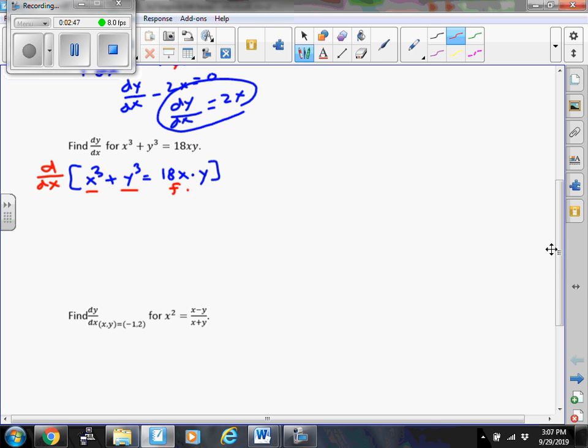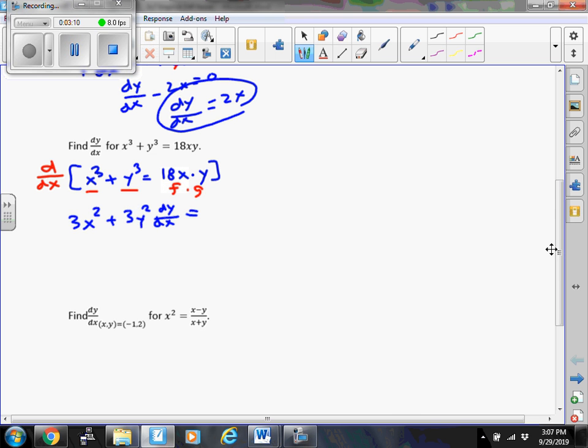Now I have an f times a g. G has a y in it. I'm going to have to show respect, which means I'm going to have to write the dy over dx. First term, 3x squared. Second term, I see 3y squared, but there I took a derivative of a y with respect to x. I have to write dy over dx.